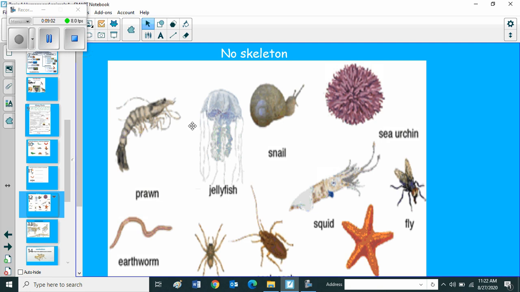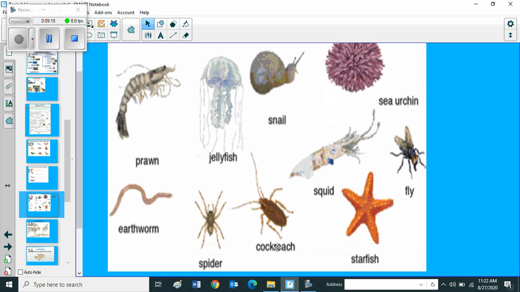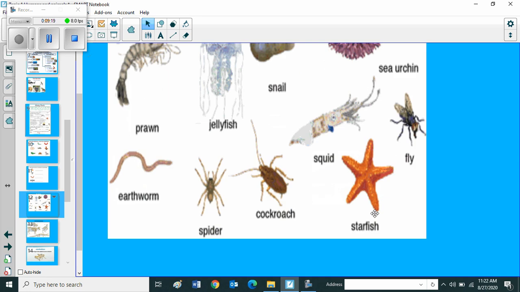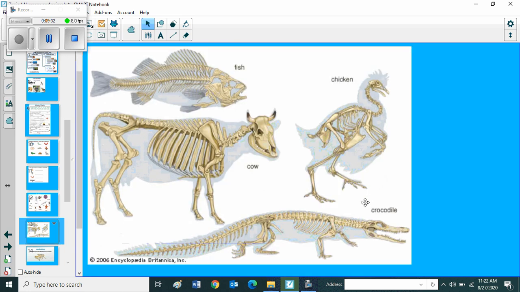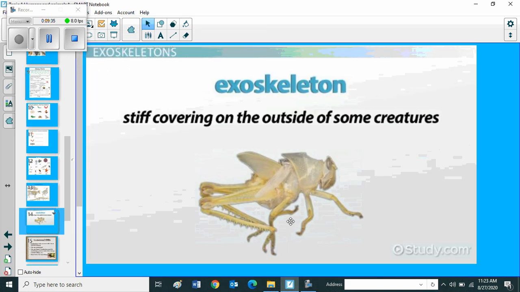Then, animals without skeleton. Examples are prawn, jellyfish, snail, sea urchin, squid, fly, cockroach, earthworm, spider, starfish. Next one, animals with bony internal skeleton. Examples include fish, cow, chicken, crocodile. Next we are going to learn about what is meant by exoskeleton. So we learned about animals without skeleton and animals with bony skeleton. Next we are going to learn about exoskeleton.